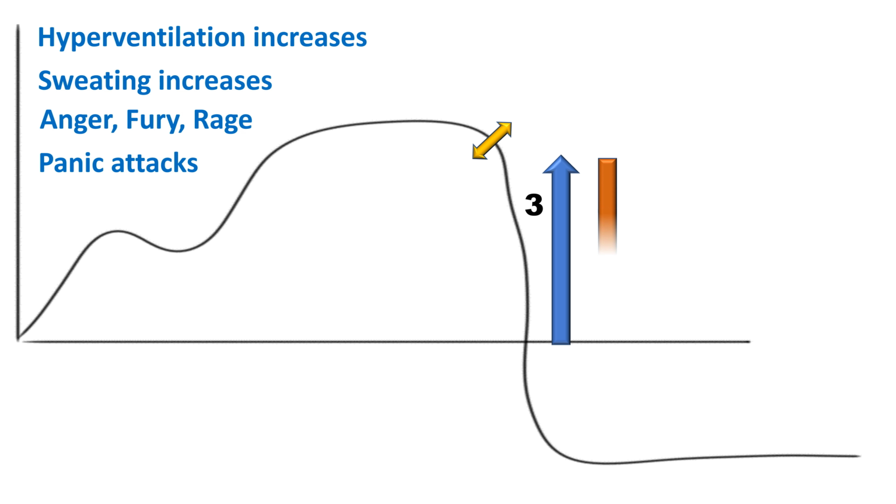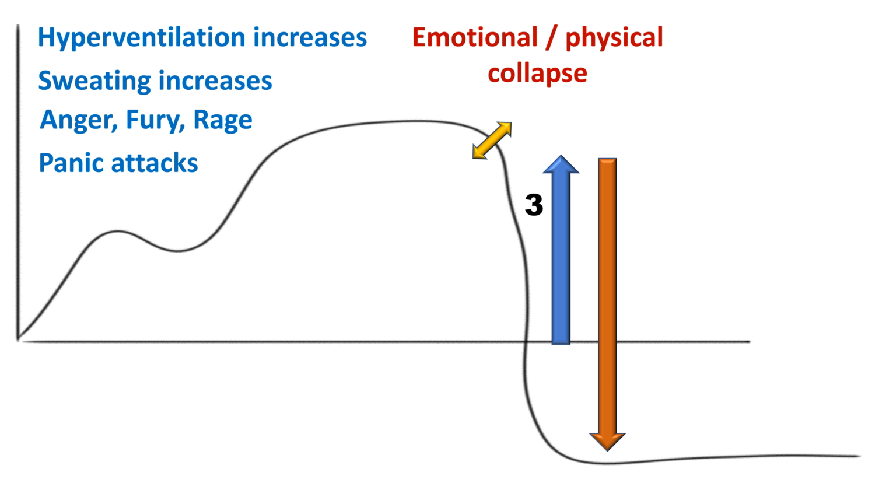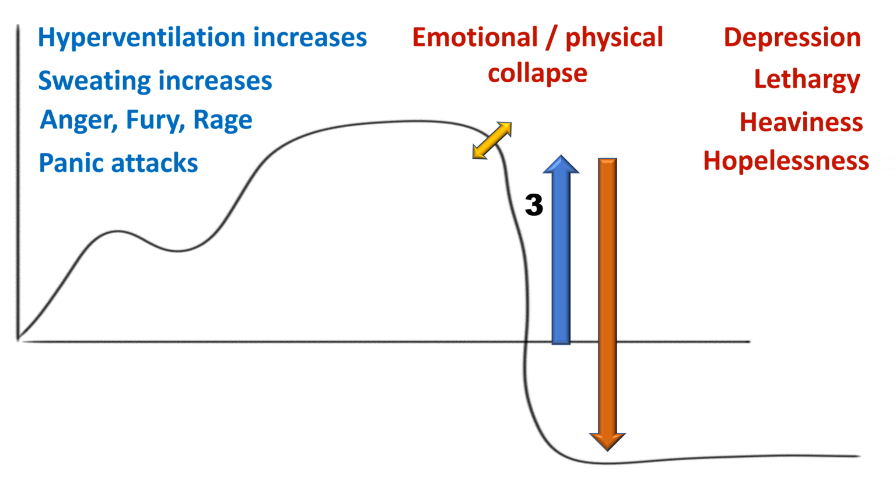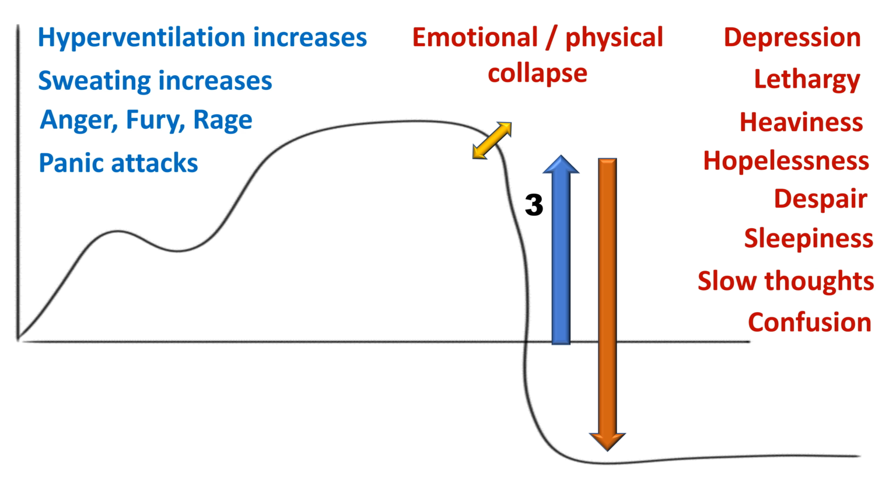So it's sending us into a freeze response, taking the energy out of our body, getting us calmer, producing opiates in the brain so that we don't feel any pain. And then it's getting us ready in case we die. And that means we can experience an emotional, physical collapse. We can be depressed, lethargic, feel heavy, hopeless, despairing, sleepy. We can have slow thoughts, we can be confused, and we can feel actually physically cold.